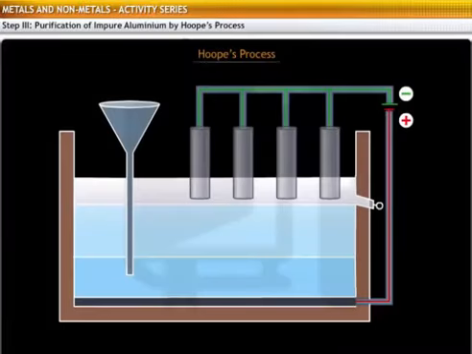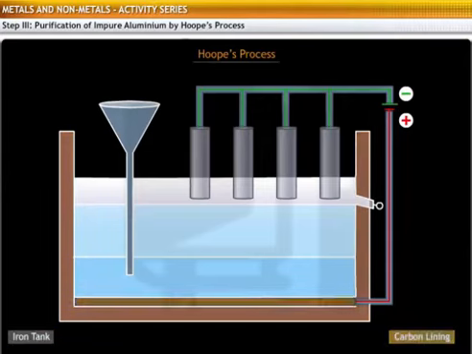The third step is purification of the electrolyzed output from Hall and Héroult's process. This is done by using a cell developed by Hoope. Therefore, the process is called Hoope's process. Hoope's cell consists of an iron tank lined at the base with carbon, 3 layers of molten aluminium with different densities to prevent their mixing.